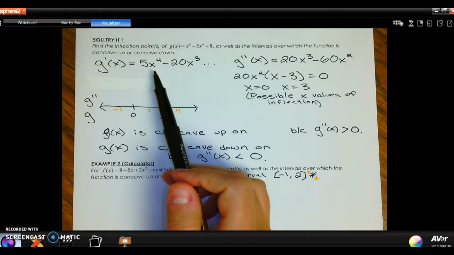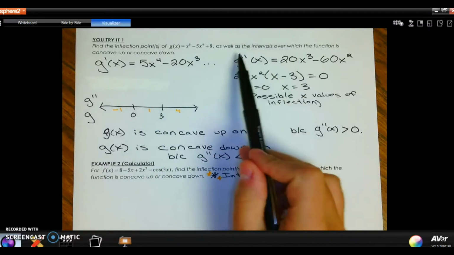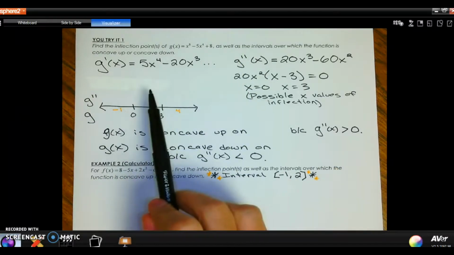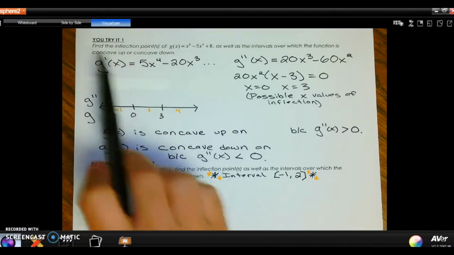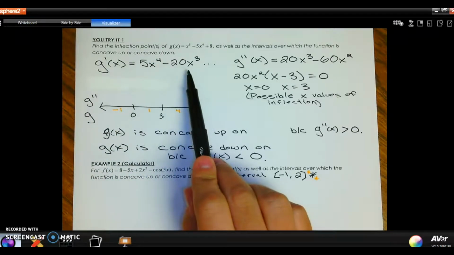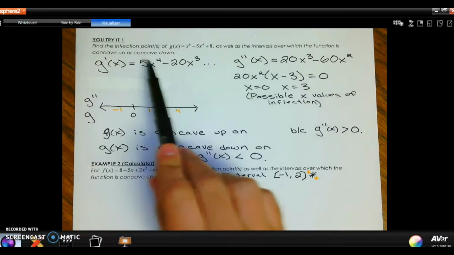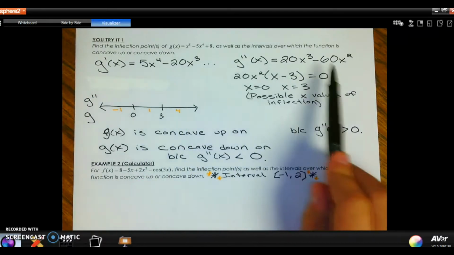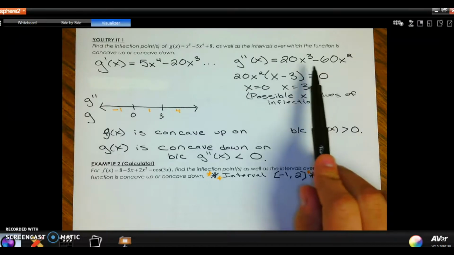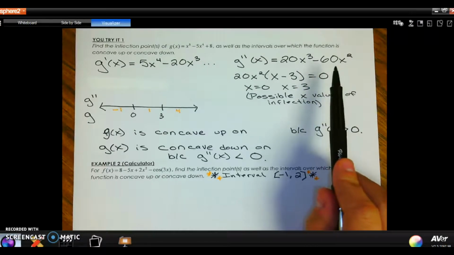Now, if this also asked you for where the function was increasing and decreasing, then I'd have to set this equal to 0 and do all that. But since it only asked me about being concave up or concave down, I just use my first derivative, and then I go straight to my second derivative. So now I'm taking the derivative of this here to get to here. And we're trying to figure out where that second derivative does not exist, or where that second derivative equals 0.